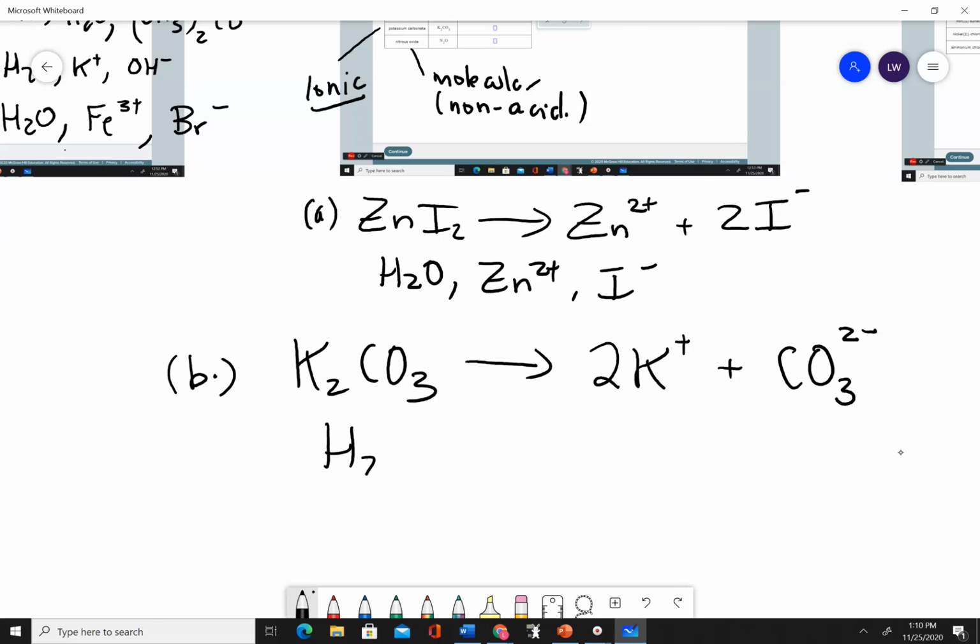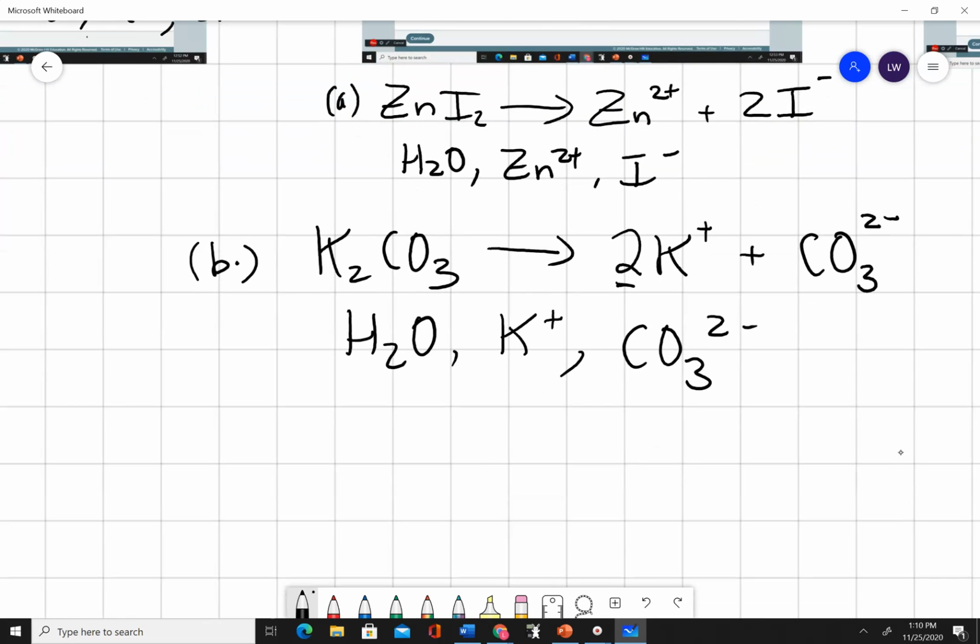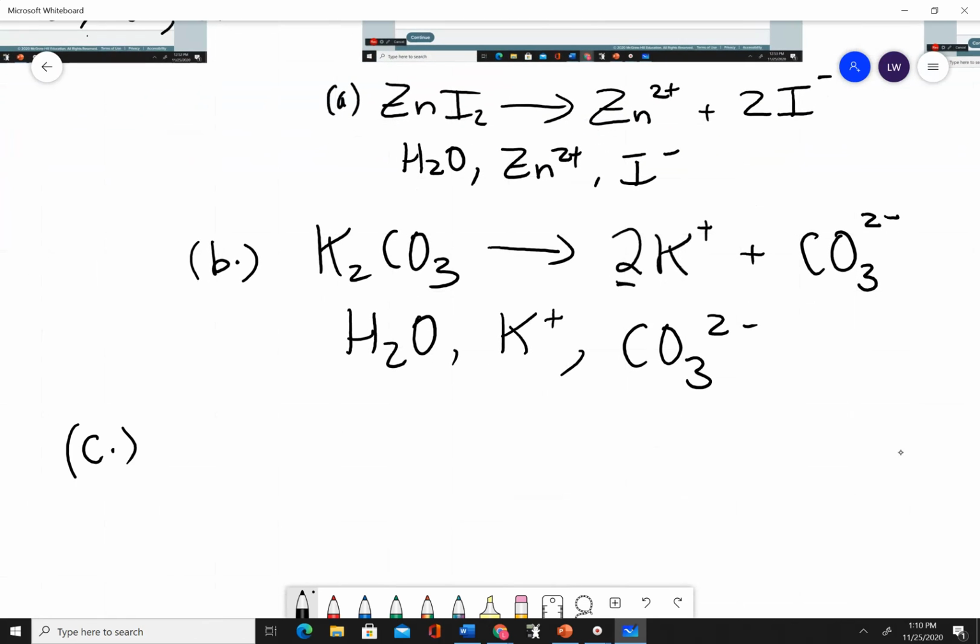So in answering this, water is going to be there by far in the largest amount, and then we're going to have potassium ions and carbonate anions. And we're going to have twice as many potassium ions as we do carbonate ions, because these are in a 2-to-1 ratio. Okay, finally we have to do nitrous oxide, N2O, the stuff that's in whipped cream canisters, laughing gas, and when that's dissolved in water, it does not dissociate.